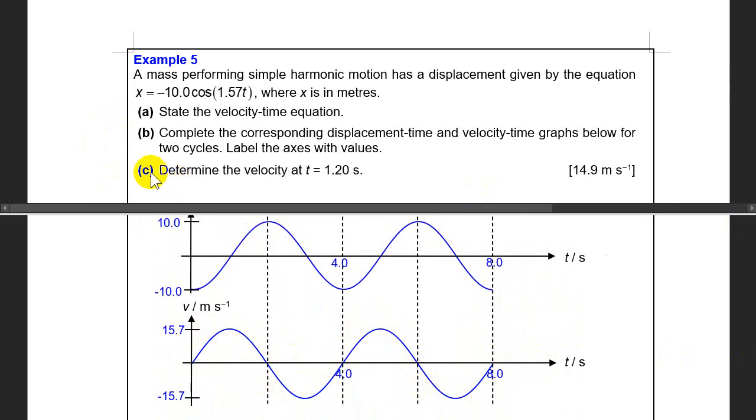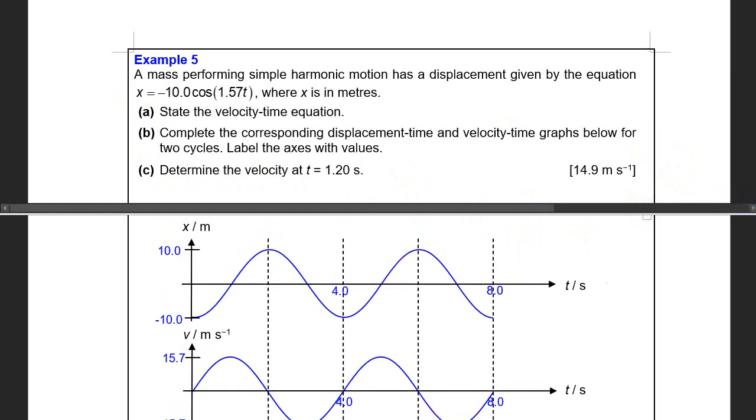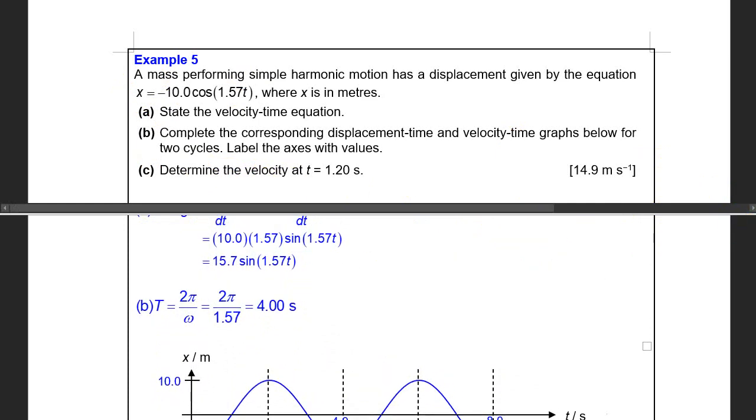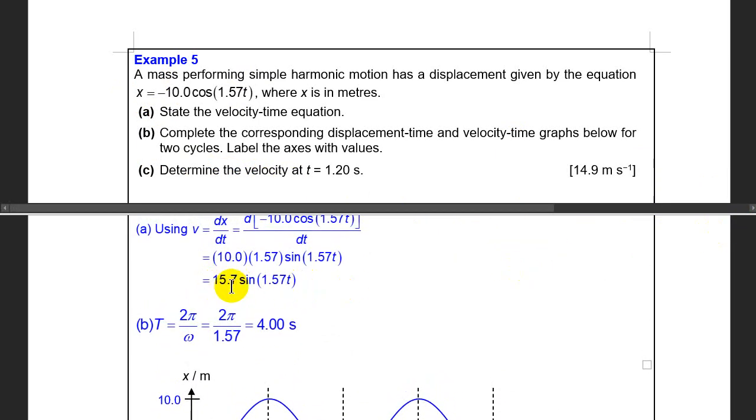Okay, part C, determine the velocity at t equals 1.20 seconds. They want us to find the velocity, so not x, so we don't use the x equation. We shall use the velocity equation, which we have just found, which is this one: velocity equals 15.7 sine 1.57t.